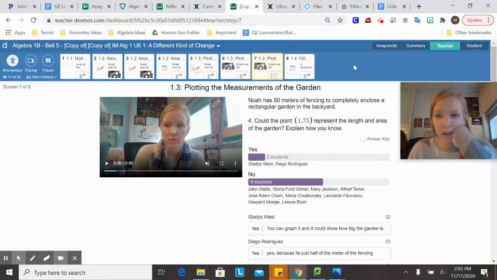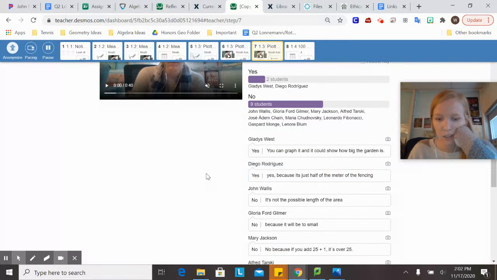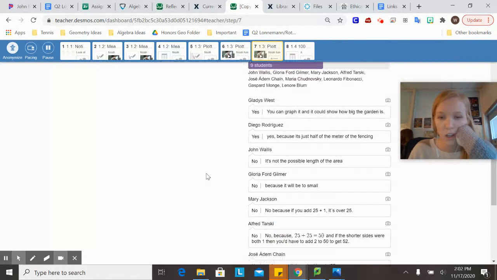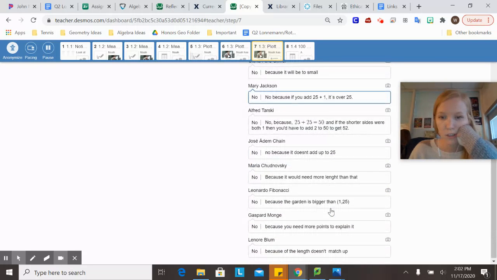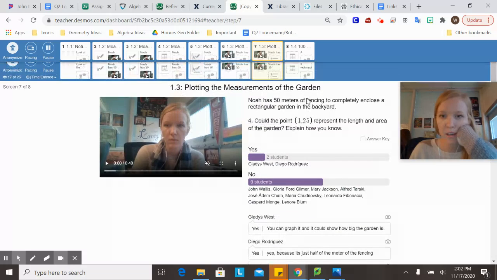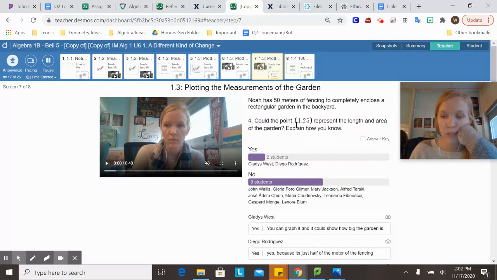Okay, could the point (1, 25) represent the length and area of the garden? The answer is no, and let's see who has good reasoning. Here, if you add up 25 plus 1, it is over 25. So that's correct. The reason really is, if 1 is our length, then 24 would be the width. And if I find the area with a length of 1 and a width of 24, the area is 24, not 25. So that's why the answer is no.